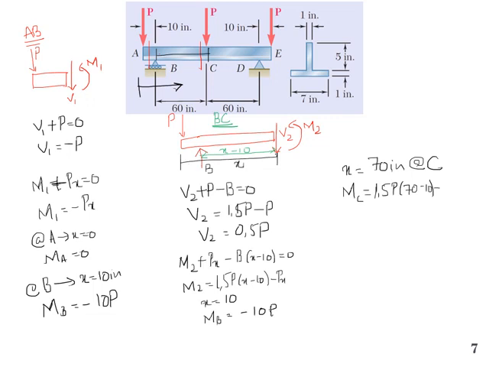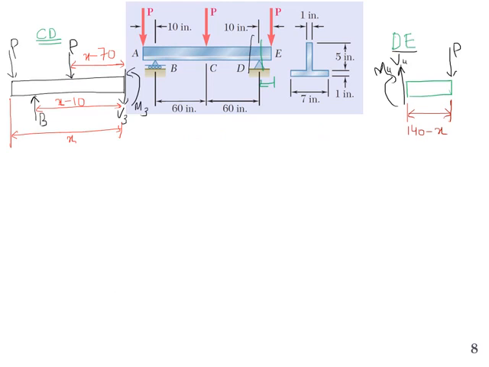Okay, and minus P into 70, and by simplifying it, MC will be equal to 20 times P, and it will be linear because it will start from minus 10P at B, and it will be 20P at C. Okay, now let's calculate on the other segment as well.